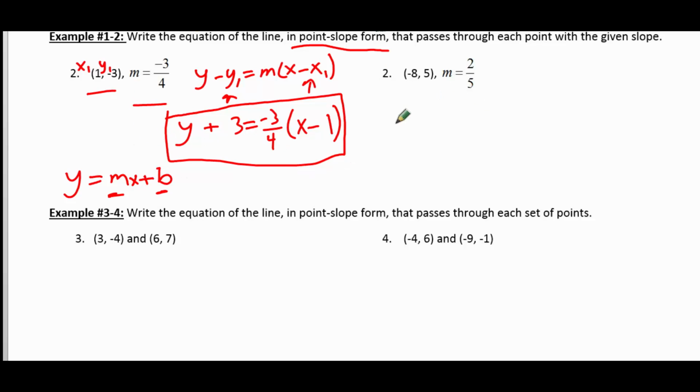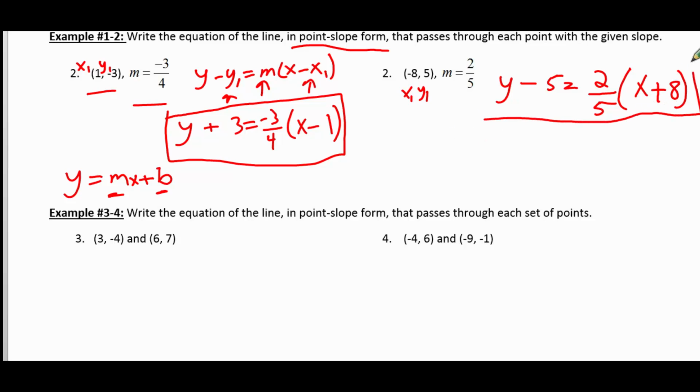Let's try the second one. Actually, yeah, we'll do the second one together. So it's y minus y1, and again this is x1, y1, so y minus 5 equals my slope, which is 2/5, and then x minus my x1, which is -8, so minus a negative makes it a plus 8. This is in point slope form. So if you have a point and a slope, point slope form will be the best.